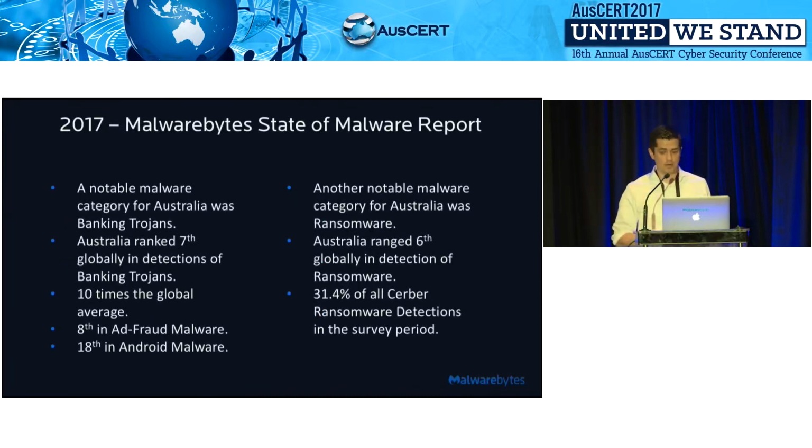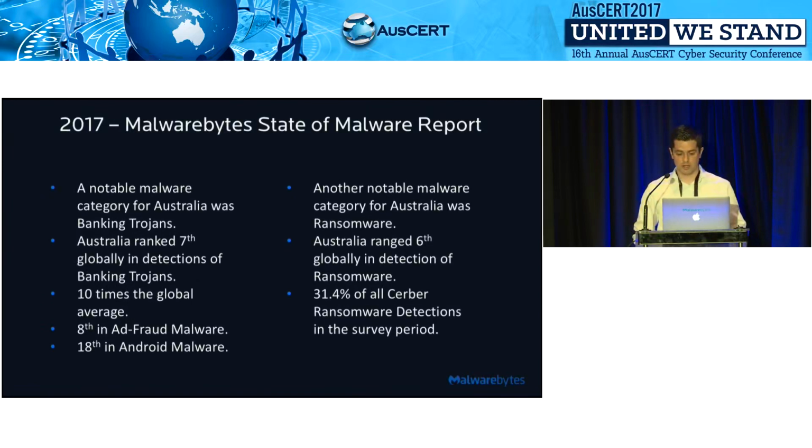Here's what we found out about malware in Australia. Specifically, the category of banking Trojans was notable in Australia. Australia was ranked 7th in global detections in banking Trojans. That's 10 times the global average. We also found that Australia ranked 8th in ad fraud, 18th in Android malware, and another area of notable malware infection in Australia was ransomware.